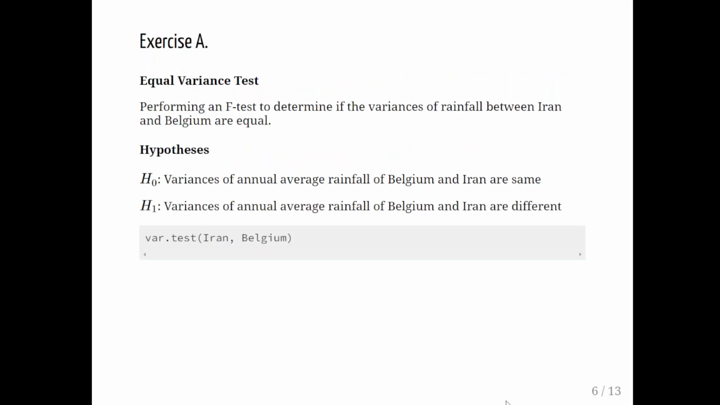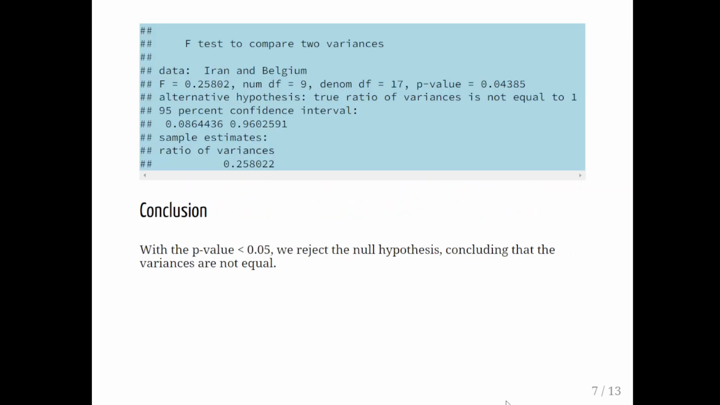So, equal variance test. We're going to perform an equal variance test to determine if the variances of rainfall between the two countries are equal or not. Okay, so H0: variances are the same for both countries, and H1: the variances are different for both countries. So the command here is var.test, Iran and Belgium. So just name the two data sets or the two samples. So this is the result, F-test to compare two variances, and the data is Iran and Belgium. The p-value is 0.0438, so we are going to reject the null hypothesis.